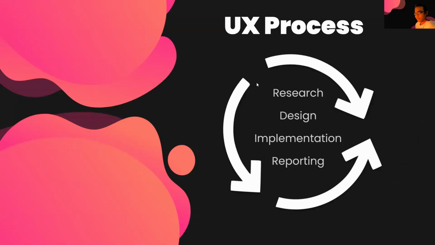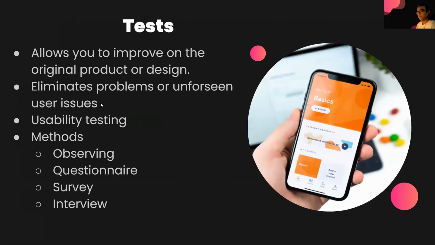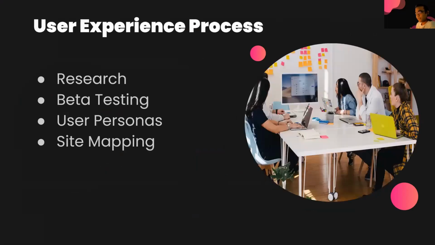So the overall UX process is this big cycle where you're going to be doing research, design, implementation, and reporting. So the process also involves a ton of research, a ton of beta testing, the creation of user personas, and the creation of site mappings. All of this we'll go into in these sections.